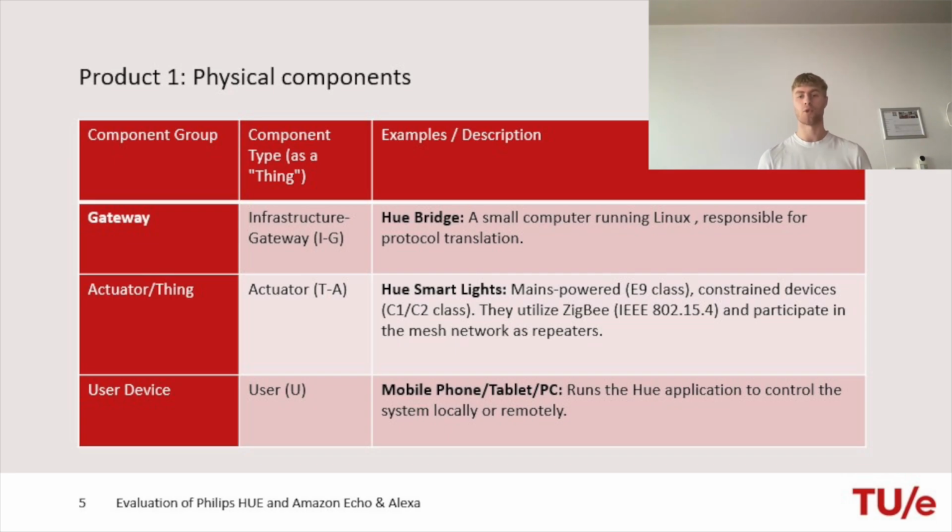Physically, we categorize components into three groups. First, the Hue bridge, our infrastructure gateway. It translates protocols between IP and Zigbee. Second, we have the smart lights. These are constrained, mains-powered actuators that also act as repeaters in the Zigbee mesh. And third are user devices, like smartphones that issue commands via the IP network. So now that we have defined the components, let's see how they interact in the standard scenario.